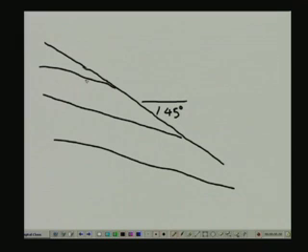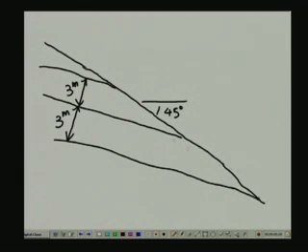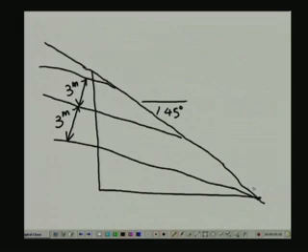and the spacing between the joints is 3 meter. All the joints are at 3 meter spacing, and what we are up to is cutting this particular hill slope in this manner. And the question that I asked was whether this particular configuration is going to be safe or unsafe.